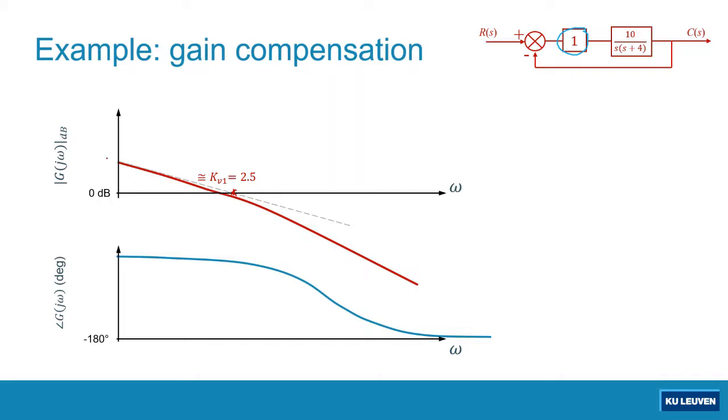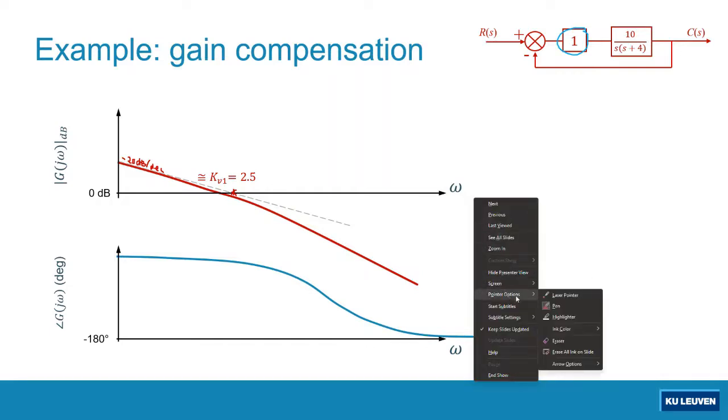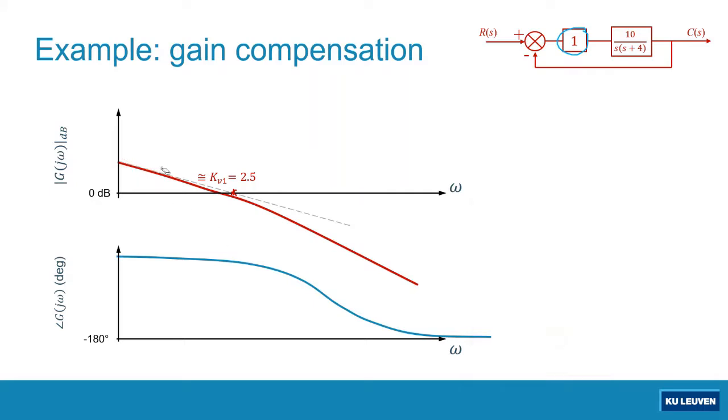The slope of the magnitude plot at low frequency, obviously because this is a type 1 system, will be equal to negative 20 dB per decade, right? So you just extend this line until it crosses the 0 dB line, the frequency axis, and then you can find the static velocity error constant.